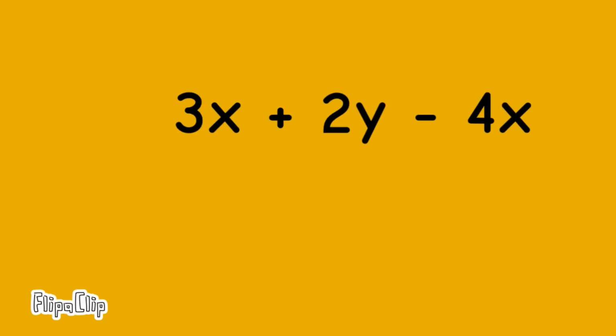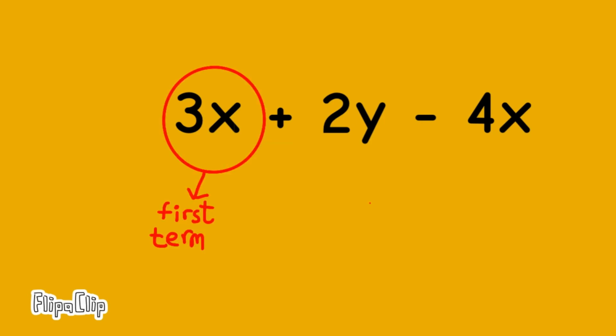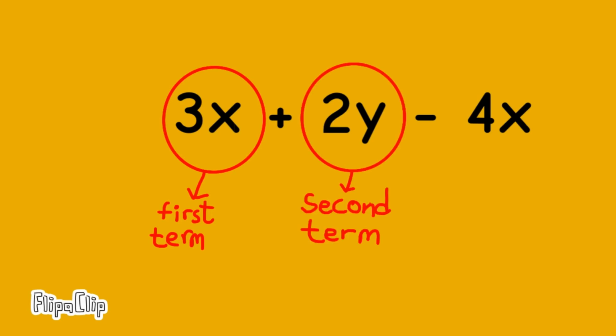Term in an algebraic expression is separated by addition or subtraction, and in an algebraic equation, terms could also be separated by addition, subtraction, and an equal to sign. In this expression, 3x is the first term, 2y is the second term, and 4x is the third and final term because of the addition and the subtraction sign separating these terms.